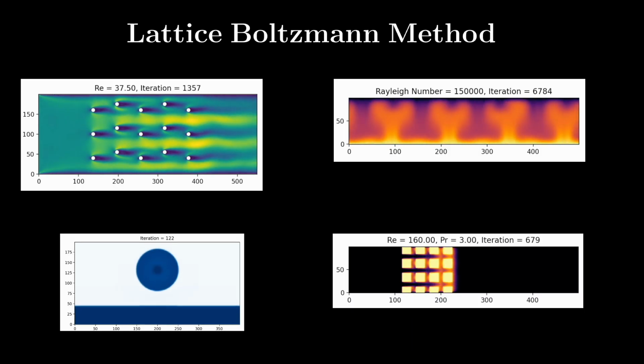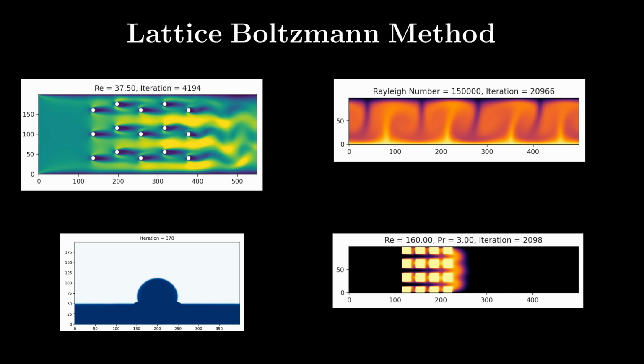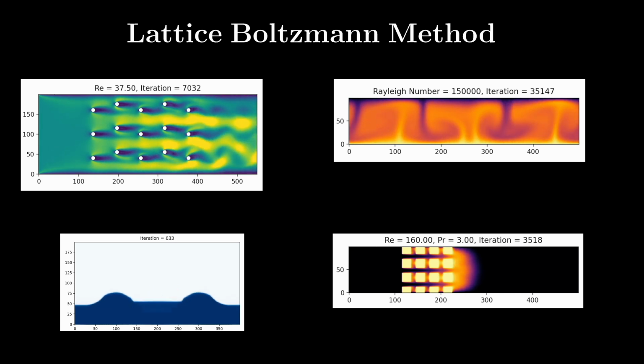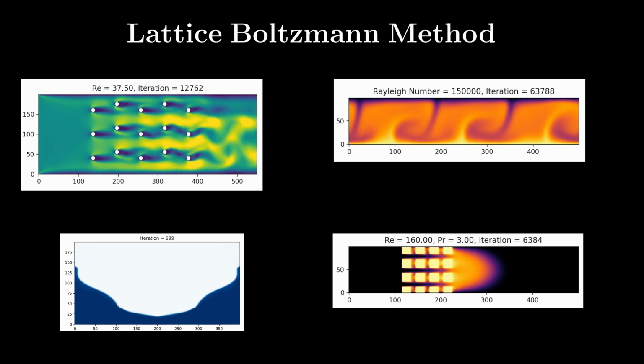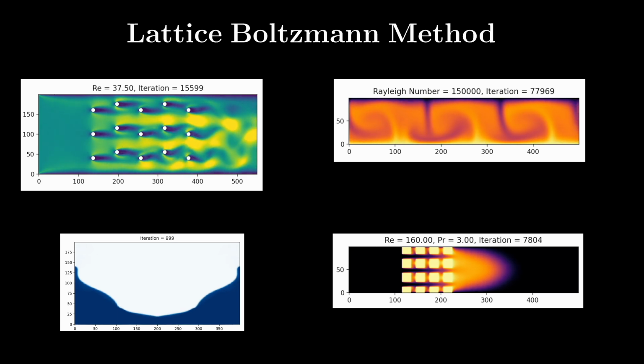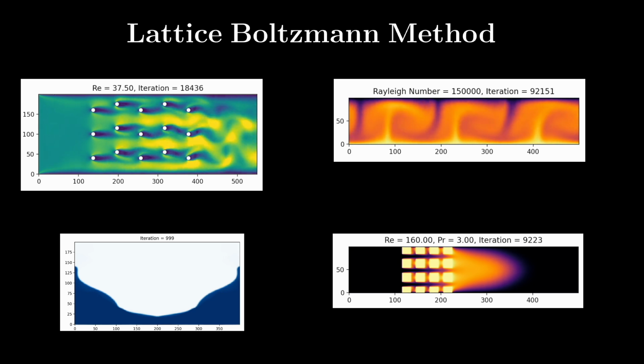To summarize, we've explored how the Lattice Boltzmann Method serves as a powerful framework for simulating complex physics, from patterns around intricate geometries to the nuances of natural and forced convection, and finally, the dynamics of multiphase flow using the Shan-Chen model. The complete Python source code for every simulation shown in the video is available in the description below.